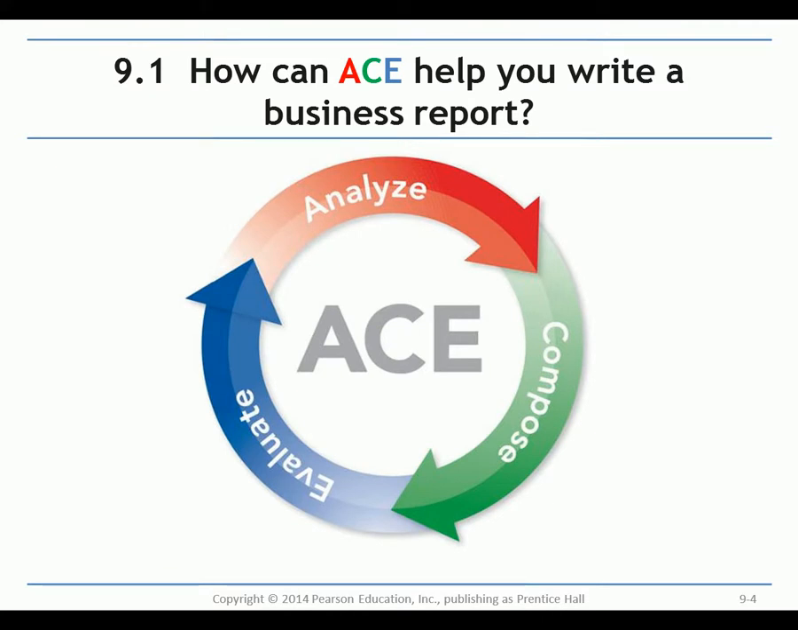9.1. All business reports have one thing in common. They answer business questions. Your job in writing reports is to provide the information and analysis that answers those questions in a document that is easy for your audience to read and use. The ACE process, analyze, compose, evaluate, can help you create a report that meets this goal. This section outlines how to apply the ACE process when writing reports.